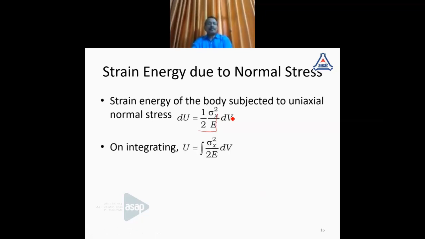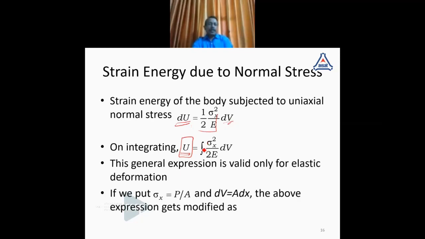And it can be integrated to obtain the total elastic strain energy. It is an elemental strain energy on the elemental volume. Even though we are showing a single integral symbol, it is integrated over the volume. It's just like a triple integral. And here we can put sigma is equal to P by A and dV is equal to A into dx. A is the area of cross section and this is a length.